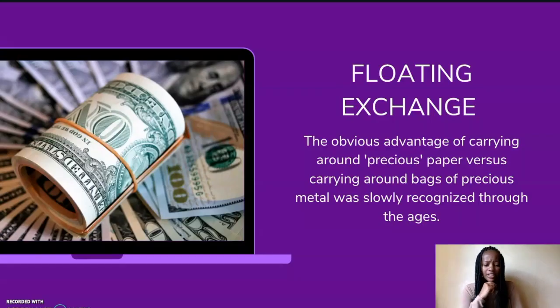As time progressed, the obvious advantage of carrying around precious paper versus carrying around bags of precious metal was slowly recognized throughout the ages. So instead of carrying your precious gold to go trade with, you'd carry precious paper that represented the gold to trade with. So you'd carry your paper money and get your rice or your bananas in exchange for the paper money that you had given.